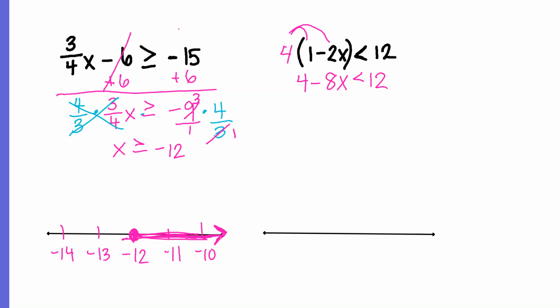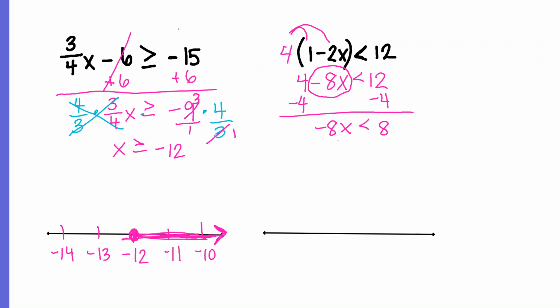Okay. So 4 minus 8x is less than 12. Now I have to get rid of my constant, which is 4. So I'm subtracting 4 on both sides. Be careful, because we're bringing down a -8x. So -8x is less than 8.